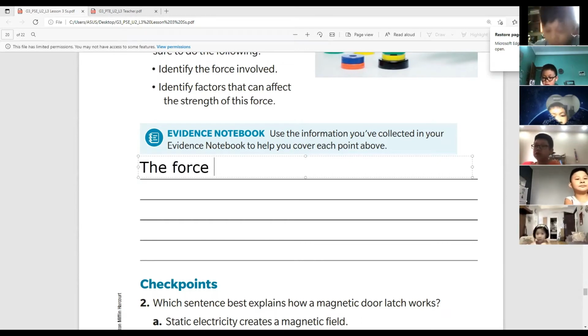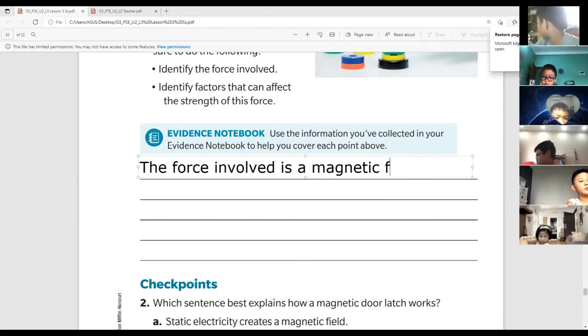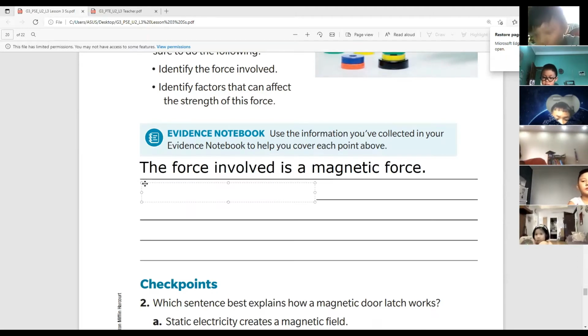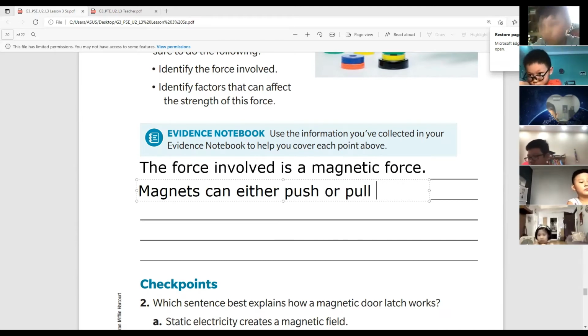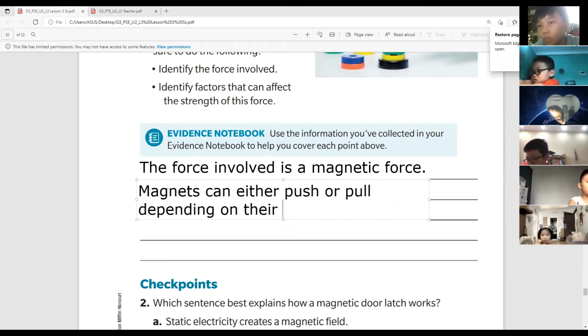The force involved is a magnetic force. Magnets can either push or pull depending on their poles.